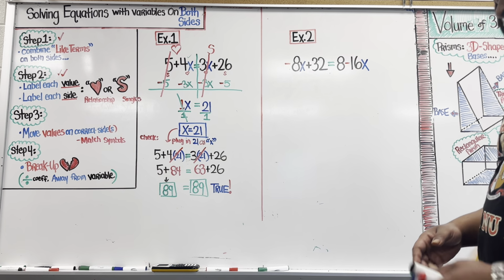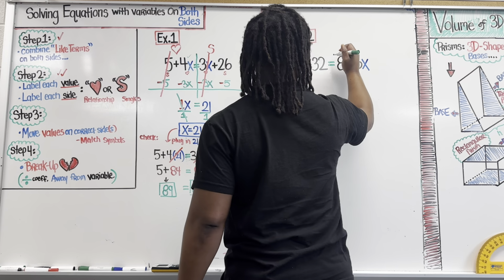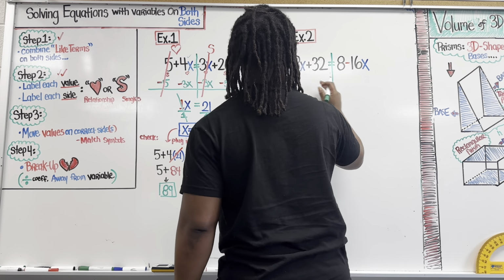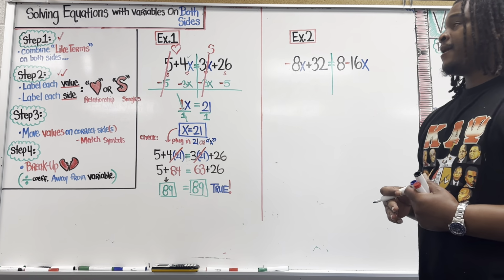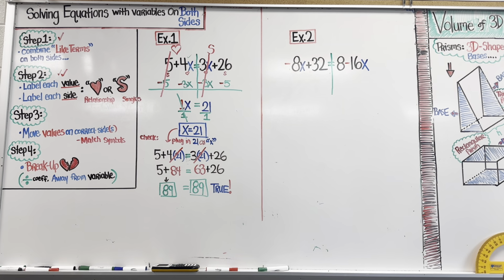The first thing we want to do is split the room, or draw a line going through the equal sign, so we can clearly see that we have 2 sides to the equation. And then we're going to follow step 1. Step 1 is to combine like terms on both sides.